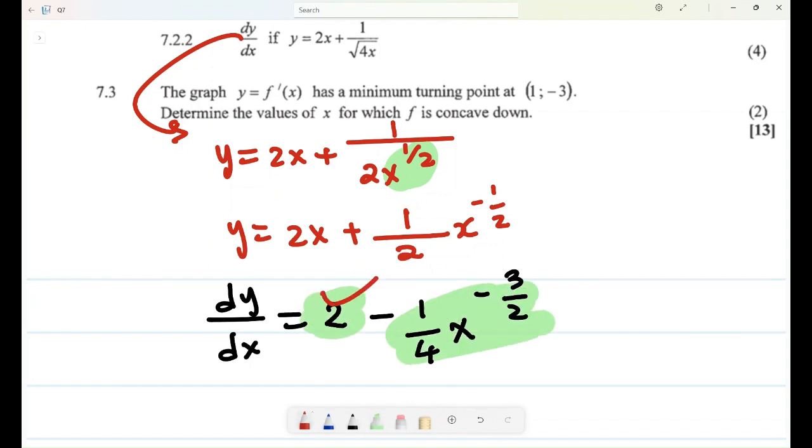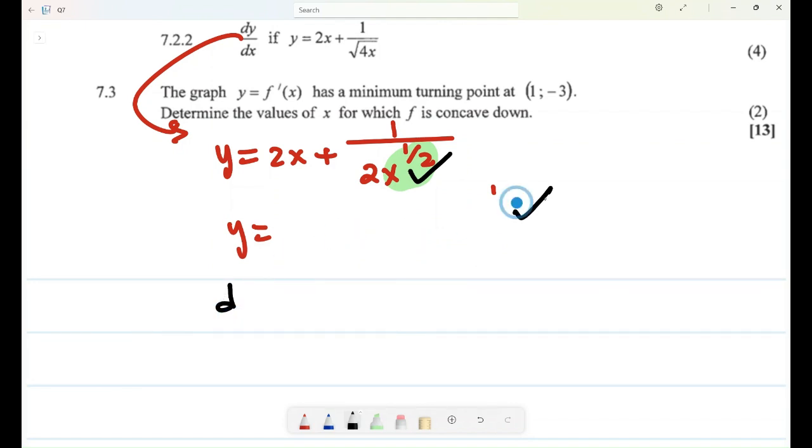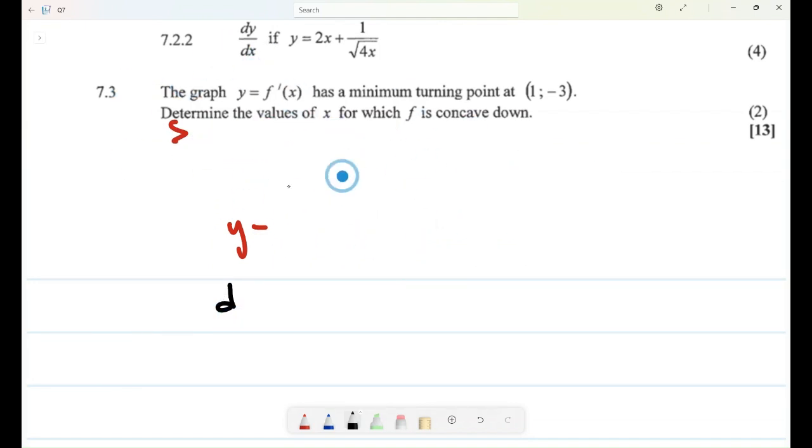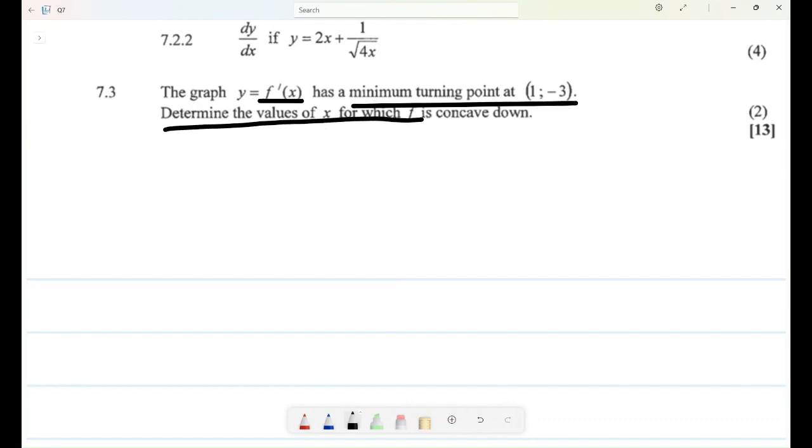So they are going to mark this final answer, and then what? You remove this square root as well as move this into the numerator. All right. Now, the interesting part of the question. They say to us, the graph of y is equal to f of x has a minimum turning point at (1; -3). Determine the values of x for which f is concave up, concave down.